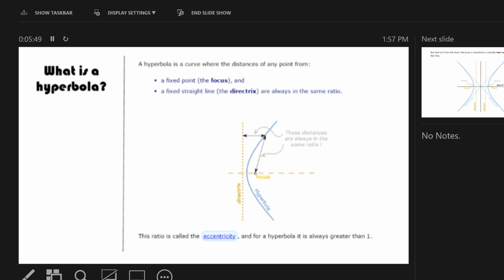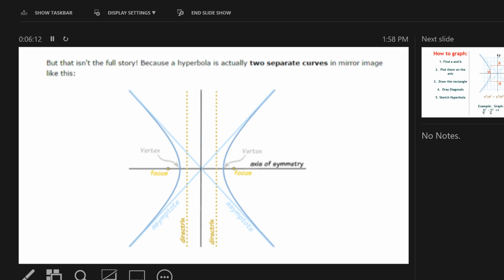But with the hyperbola, we do see that this eccentricity, this ratio, is always greater than 1 for a hyperbola. For a parabola, it equals 1. For an ellipse, it's less than 1. For a circle, it's equal to 0. But with the hyperbola, we're always going to have some sort of a ratio greater than 1 between this distance and that distance.